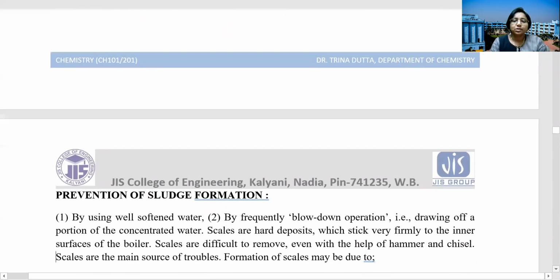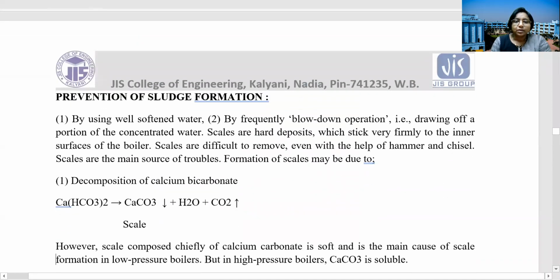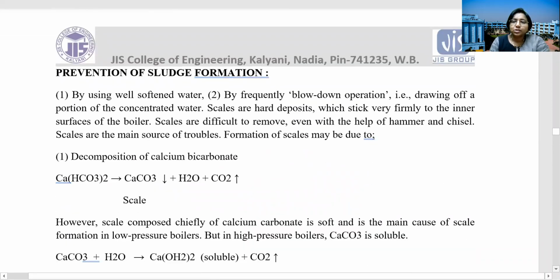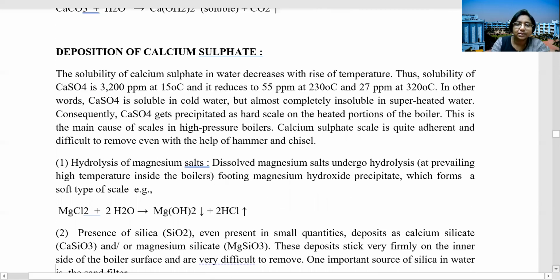There are lots of procedures for the prevention of sludge. Basically, this means conversion of hard water into soft water. So we can use softened water, and there are lots of procedures to soften the water. First, I told you the temporary hardness can be removed by simple boiling, through decomposition of calcium bicarbonate and deposition of calcium sulfate.